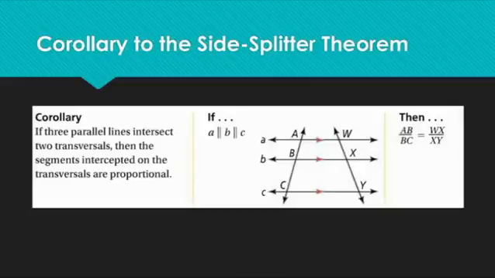A corollary to that theorem: if three parallel lines intersect two transversals, so I have two random lines and three parallel lines intersecting them, then the segments intercepted on the transversals are proportional. So in this case, AB to BC would equal WX to XY.